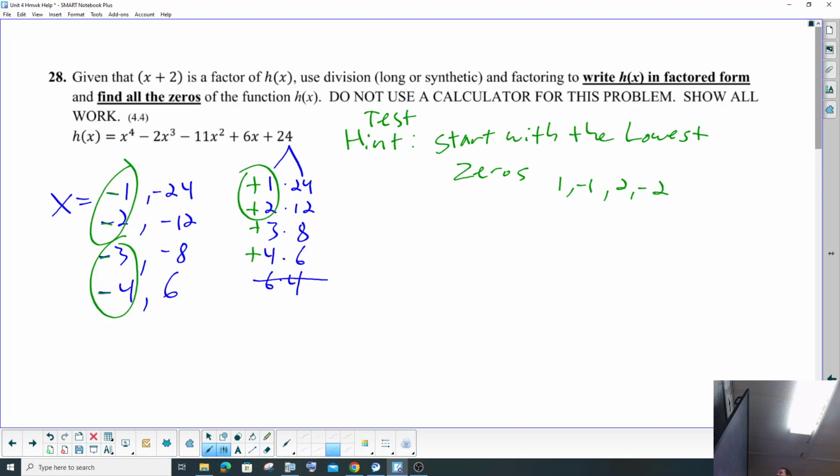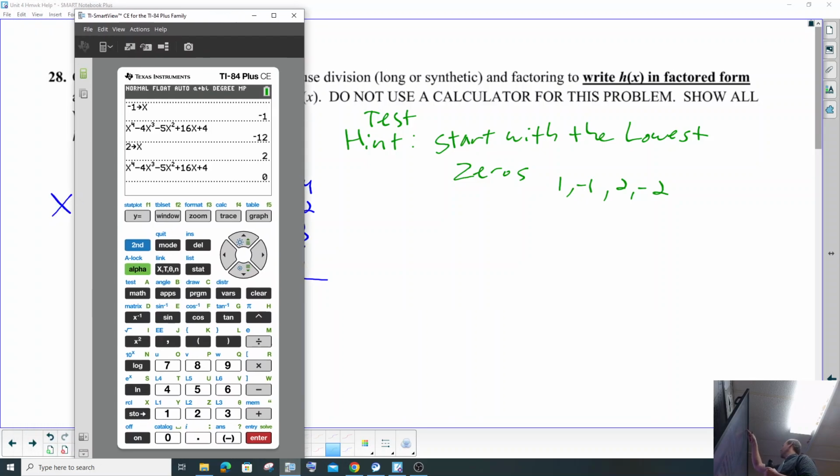Cool. So they didn't give us any zeros. They want us to do synthetic or long division. So we're going to go ahead and plug those into our calculator. Notice, do not use your calculator here, but you will on the test. If you didn't have a calculator, you'd just have to take 1 and plug all those in and see if you get a remainder of 0 or not. So we'll grab our calculator to show you how to do it.